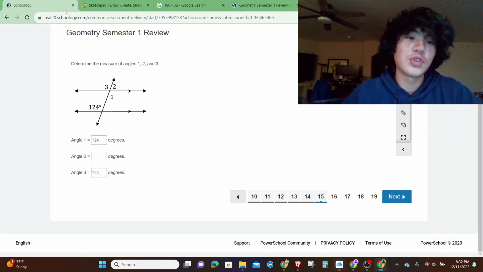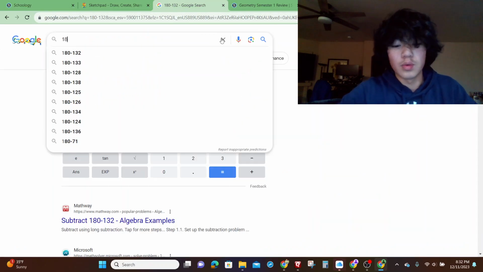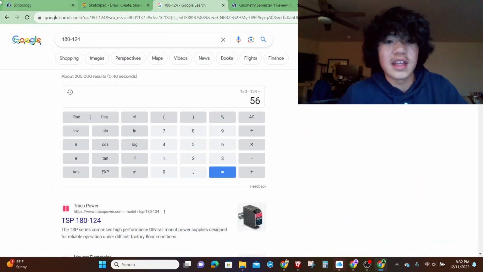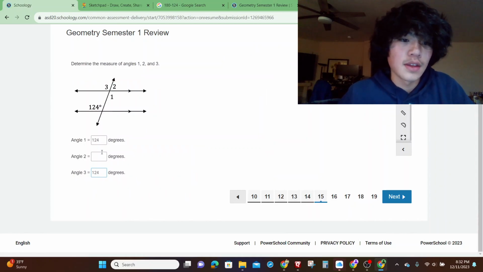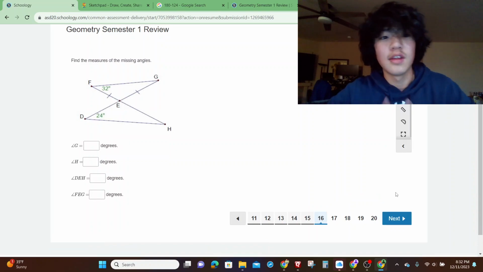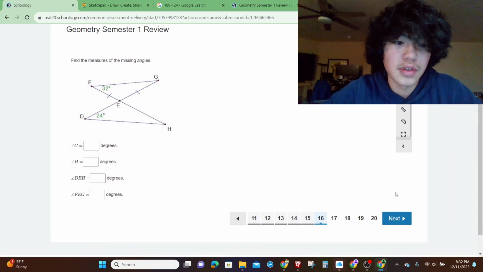Then to find angle 2, since these are linear pairs, it's going to equal 180. We do 180 minus 124. Then we end up with 56. And that is the measure of angle number 2. Let's move on.